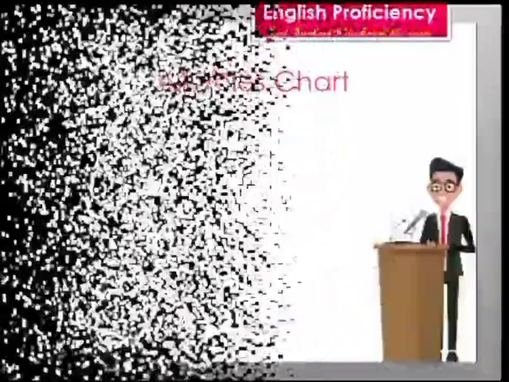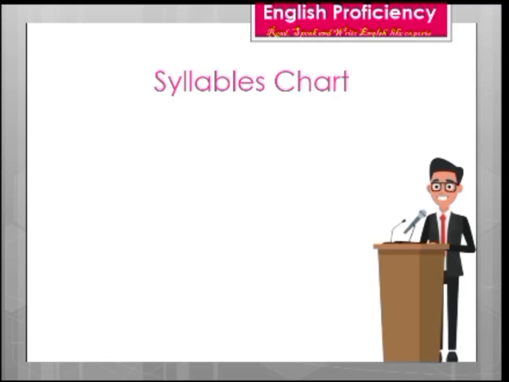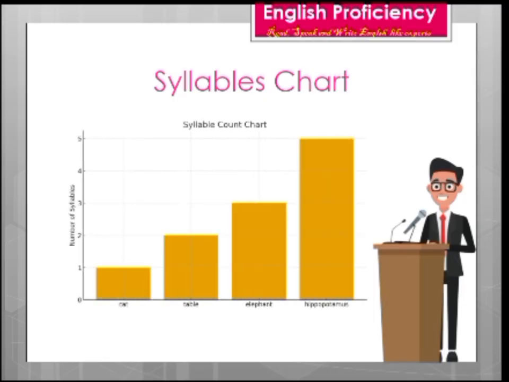Now, I will want you to look at the chart which I want to present to you right now on your screen. It is a syllables chart. If you look at it, you see cat is just a one-syllable word. The first bar is cat, and just one syllable. Table, if you look on the vertical line, you see two syllables for table. Elephant, three syllables. Hippopotamus, 5 syllables.